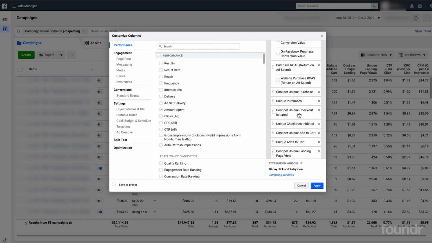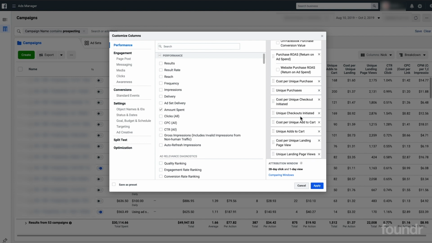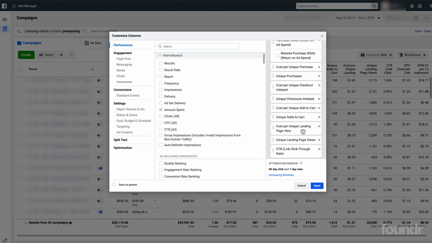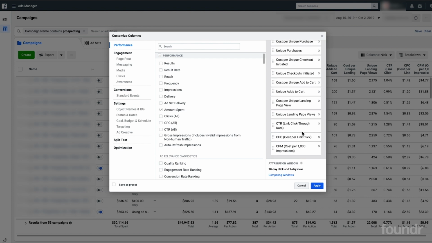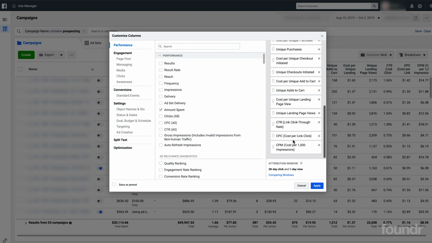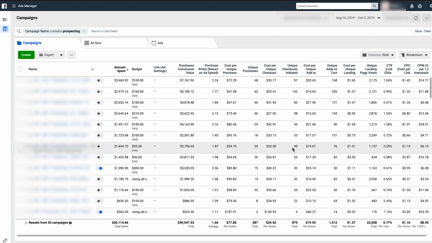Going down that funnel is unique purchases, cost per unique checkout. And as you can see, I'm starting to build up my flow. Unique checkouts, cost per unique added carts, unique added carts, cost per unique landing viewed, unique landing view. Our CTR, which we want specifically link click through, CPC, cost per click, of course, and CPM to see who we're delivering to. How does that look on our dashboard?